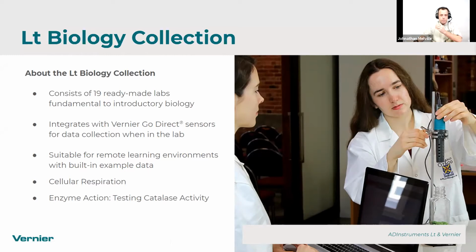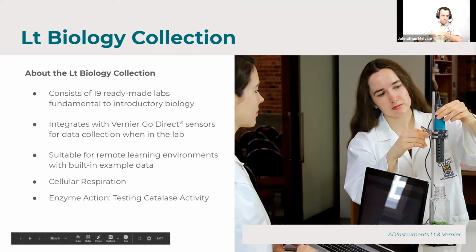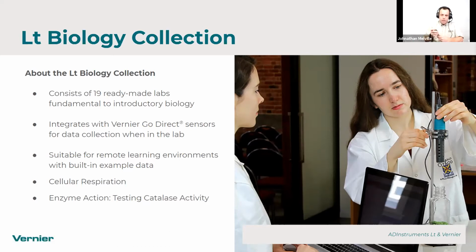So the LT content in the biology collection consists of 19 ready-made labs. Those are fundamental to basic introductory biology. They integrate with Vernier Go Direct sensors. This is a Vernier Go Direct sensor. They have this light blue on them. They have both Bluetooth and a USB port on them. In LT, you would need to use them with the USB port, so you would plug them into your computer and use them over USB.